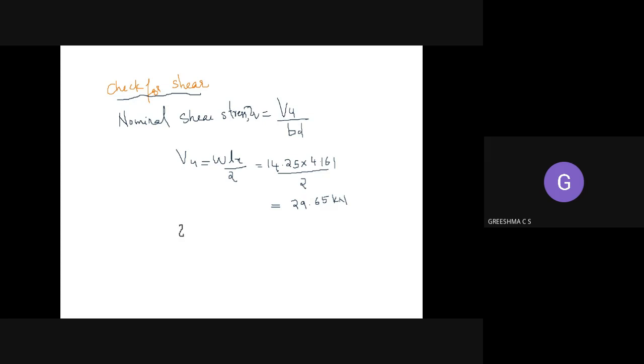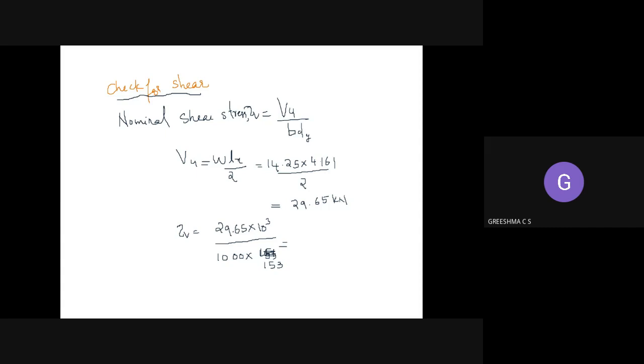Substitute. Shear stress is equal to 29.65 into 10 raised to 3 Newton divided by 1000. D, not the normal D 161. Sorry, not the normal D. You have to take the second D, that is 153, dy. So this you have to take dy, 153. So tell me the answer now.